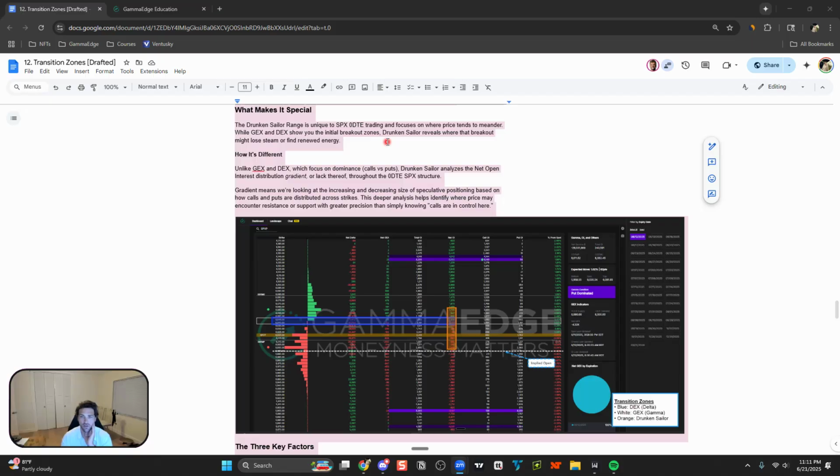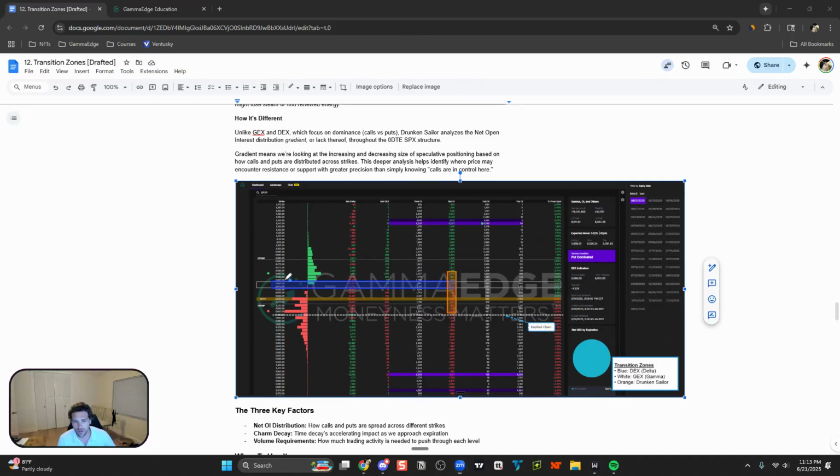However, the Drunken Sailor range analyzes the net open interest distribution, or the gradient or lack thereof, throughout the 0DTE structure. And by gradient, what we mean is we're looking at the increasing and decreasing size of speculative positioning based on how calls and puts are distributed across strikes. This deeper analysis helps identify where price may encounter resistance or support with greater precision than simply knowing calls are in control here.